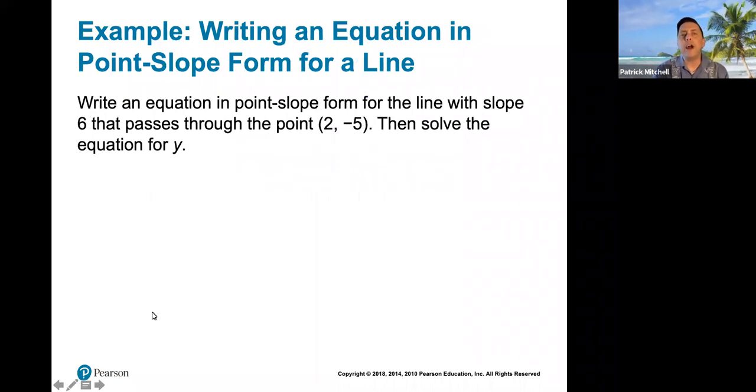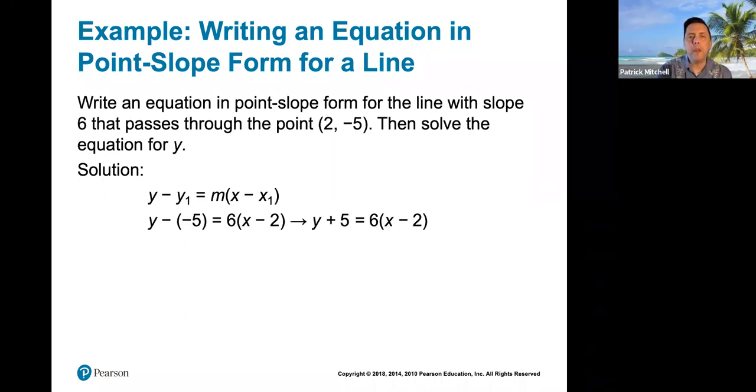So for example, to write an equation in point-slope form for the line with slope 6 that passes through the point (2, -5), we would take our point-slope formula and replace m with 6. Remember, m is the slope. Replace x1 with 2 and y1 with -5. Be careful with the minus signs. This formula has a couple of built-in minus signs. When you simplify that equation, you get y plus 5 equals 6 times (x minus 2).